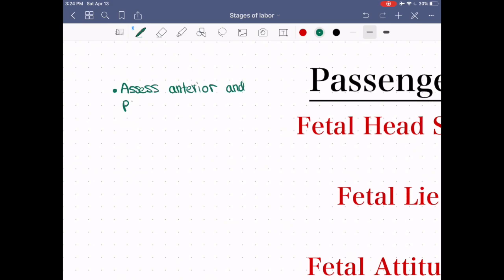pelvis, the posterior and anterior fontanelles. We want to feel for that. That's one of our nursing interventions while we're doing an assessment. In which direction do we think the head is coming? And we assess that by the fontanelles. We're going to assess the molding.